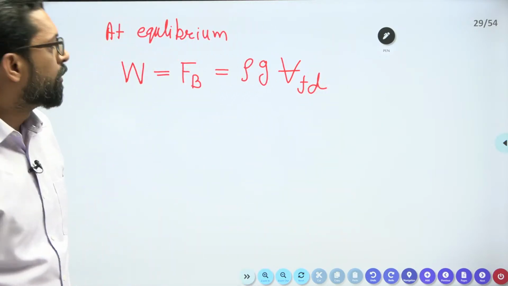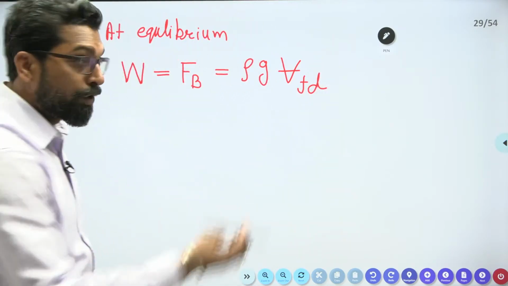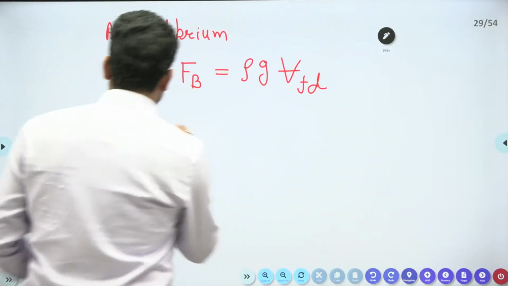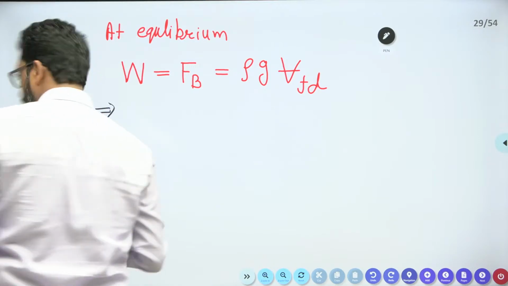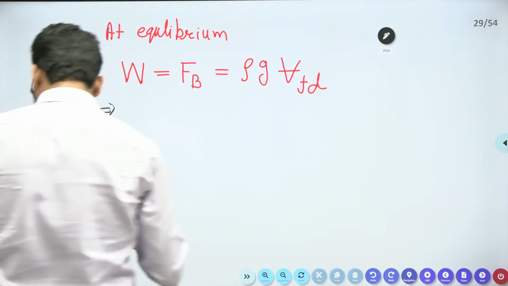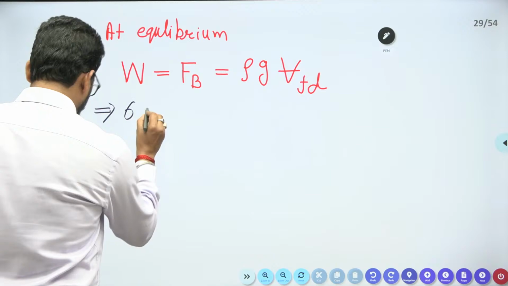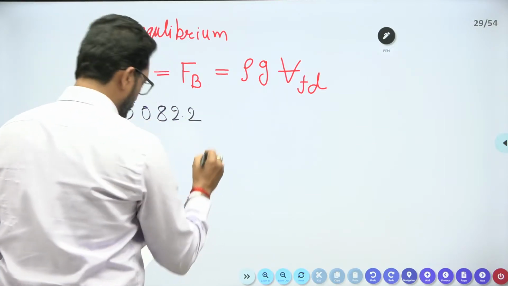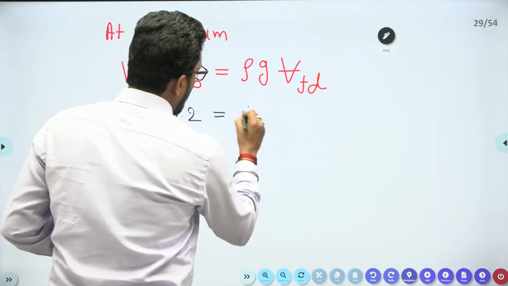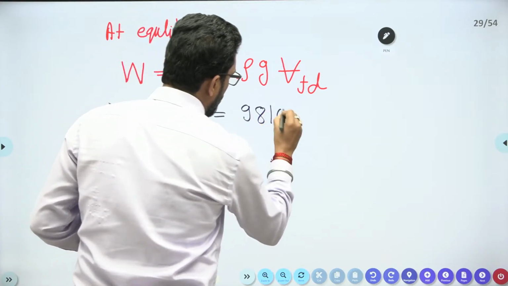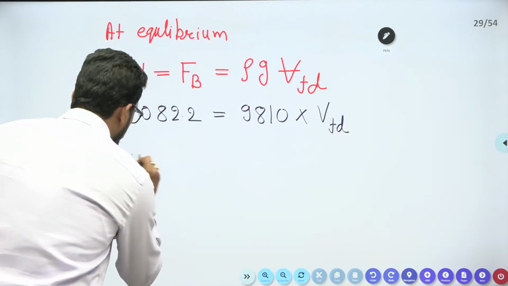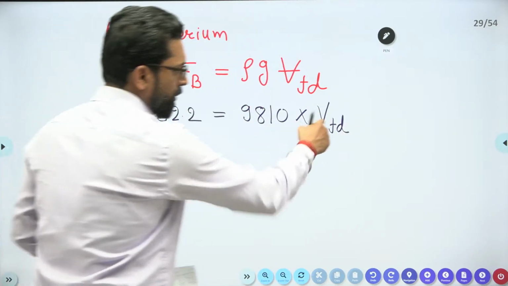What is the displaced fluid? We have to find it. So what is the weight? I have calculated, no problem: 6082.2, this is the weight, is equal to 9810 into the fluid displaced. So what is the displaced fluid? This is the displaced fluid.